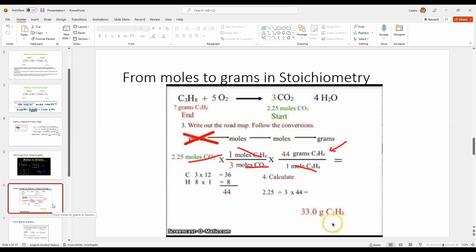You can stop the video at any time and you can see it so many times as you need in order to understand how to do this type of calculation. In this case, I am going from one of the products to one of the reactants. But it also can be from one of the reactants to one of the products, and so on.